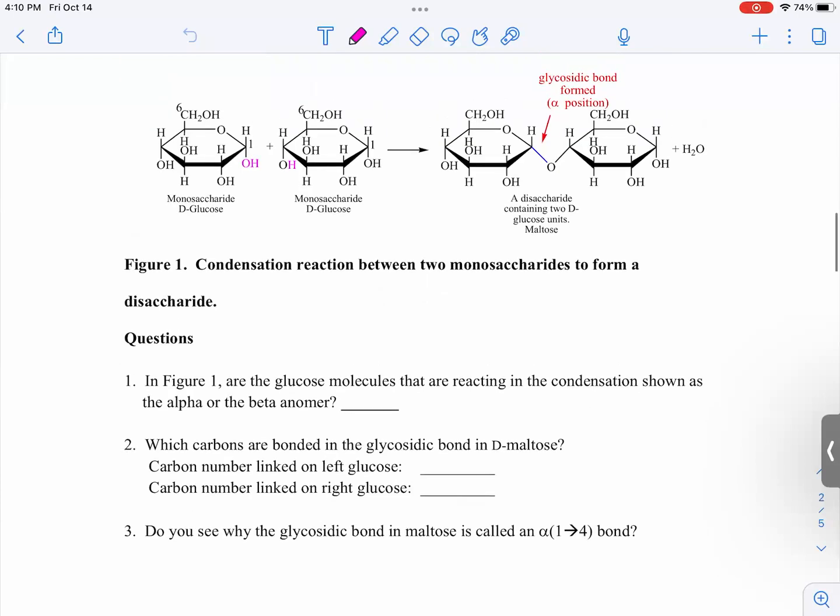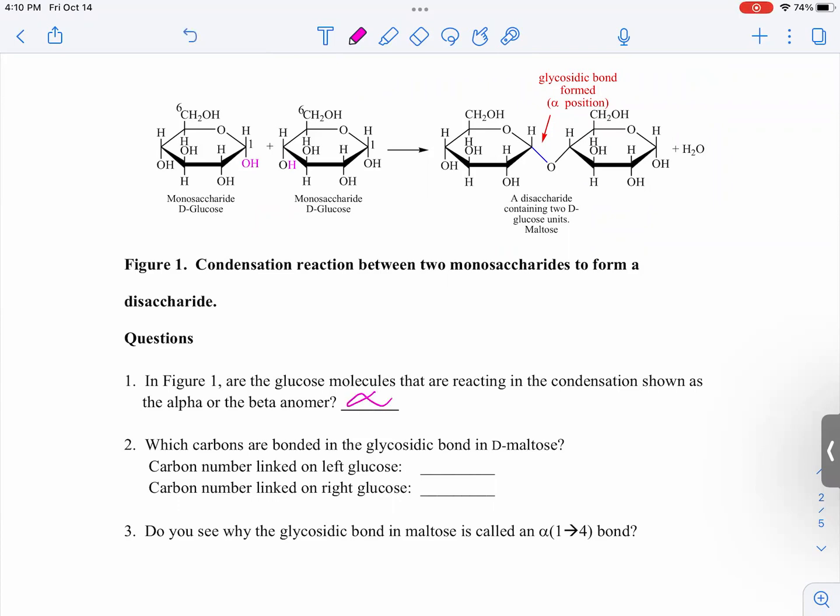with figure 1. And I know we went over this a little bit in class in one of the courses, but not in all of them. So in figure 1, are the glucose molecules that are reacting in the condensation alpha or beta anomers? All right, so the answer to this is going to be alpha, right? It's going to be alpha.